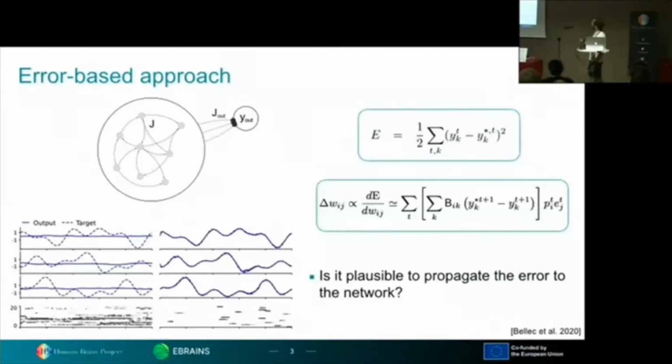Actually, let's take a closer look at the learning rule. What is required here? First of all, it is required to propagate the error for each time to the network. So you need to propagate the difference between the target and what you are producing at a specific time. And then this should be projected to the network with a specific kernel, and this matrix is the same as the readout matrix. So you have very specific requirements for this learning rule. And is that even plausible? Is it plausible to project at every time the difference between them? It's not clear whether this is plausible. This is what is called the error-based approach: you start from an error and propagate the error to the network. And this requires a very specific spatiotemporal structure of the error that should be propagated.